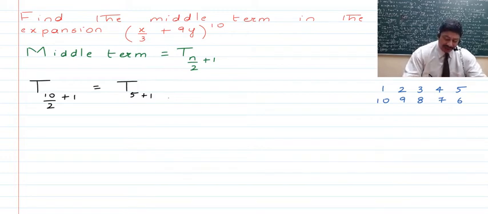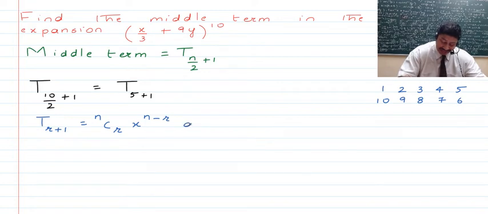So in order to find out some T(r+1), I'm sure you remember a formula. T(r+1) in the expansion of (x + a) raised to the power n becomes equal to nCr x, that is the first term, raised to the power the difference of the superfix and the suffix, and the second term a raised to the power the number which is there in the suffix, that is r.